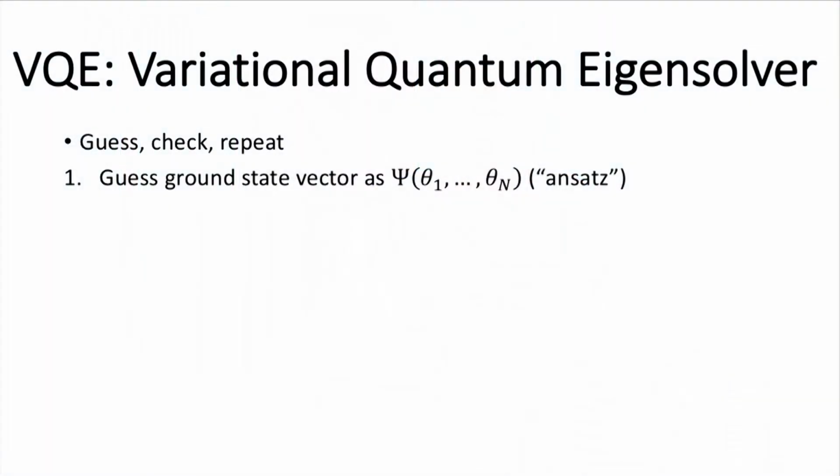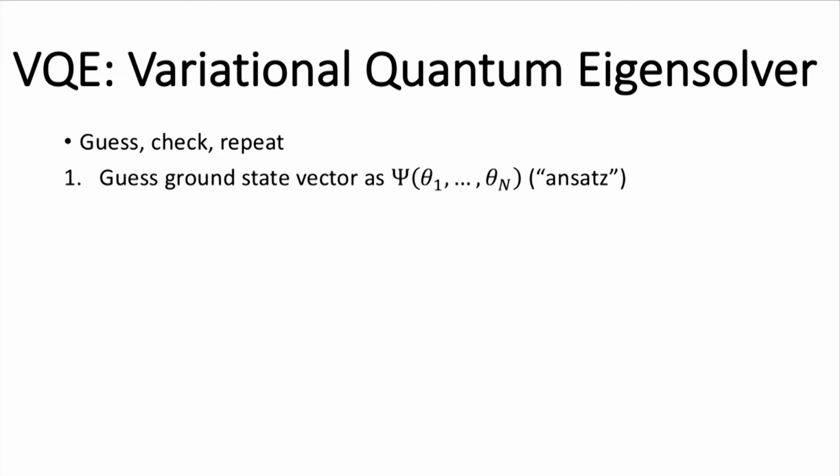So to recap, the problem is we want to find the lowest eigenvalue of a given matrix. And the first step is to guess what that lowest eigenvector is. So we take a total guess of the ground state vector, and we parameterize that state vector, that column vector that we saw earlier, with a bunch of angles, theta 1 through theta n. And this guess is called the ansatz because we want to sound fancy.